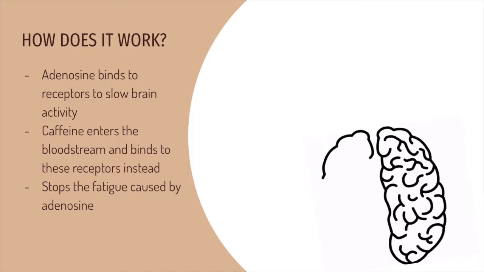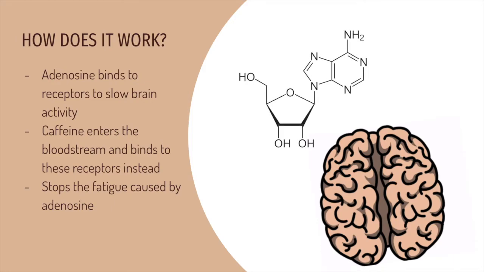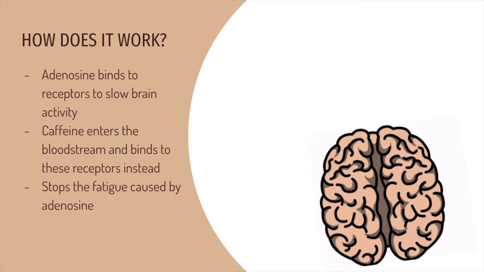So how exactly does caffeine affect the brain? Well, take a look. Here's the human brain. And here we have a naturally accumulating chemical called adenosine. Adenosine accumulates when you are awake, which means that the more adenosine you have, the more tired you are. Adenosine binds to receptors in the brain to slow down brain activity.